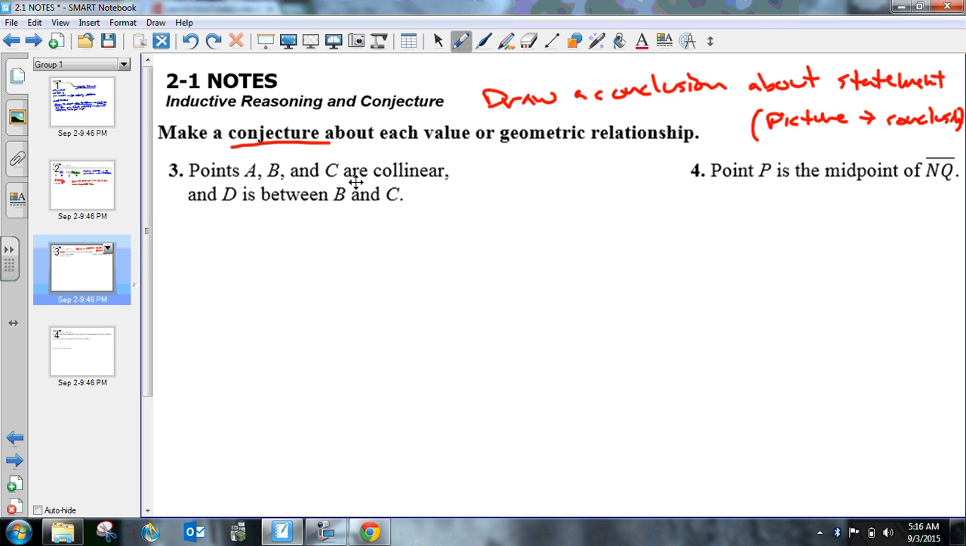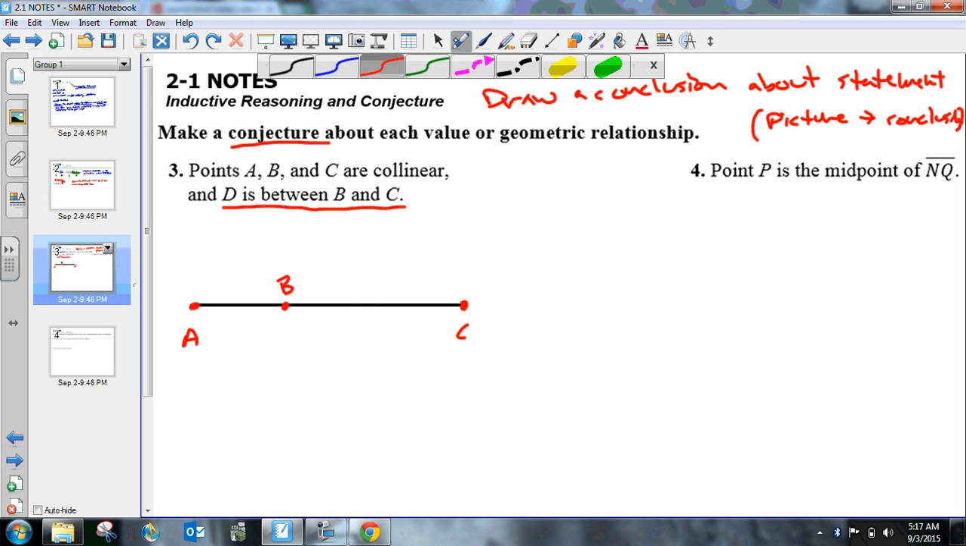Okay, so here's what I've got. It says points A, B, and C are collinear. So I'm going to draw a line. When it says something are collinear, that means that things are on the same line. So here's what I've got. I've got points A, B, and C are collinear. So those are on the same line if it allows me to draw a picture. And then I'm interested in the statement here that says D is between B and C. So because B and C are collinear and it says that D is between B and C, I can draw a point in here in between B and C and call it D.